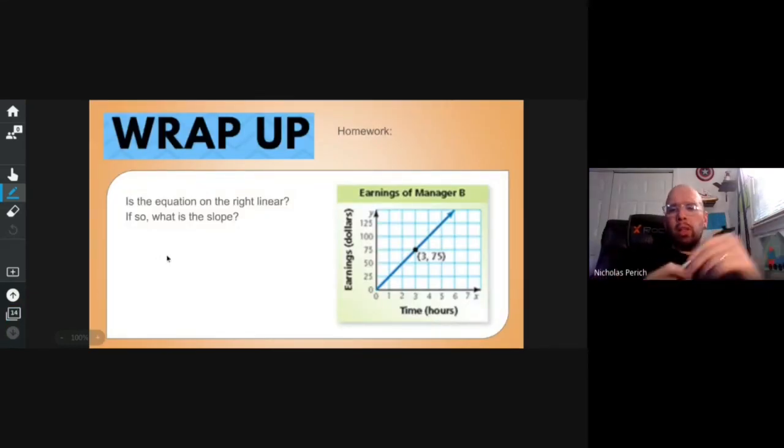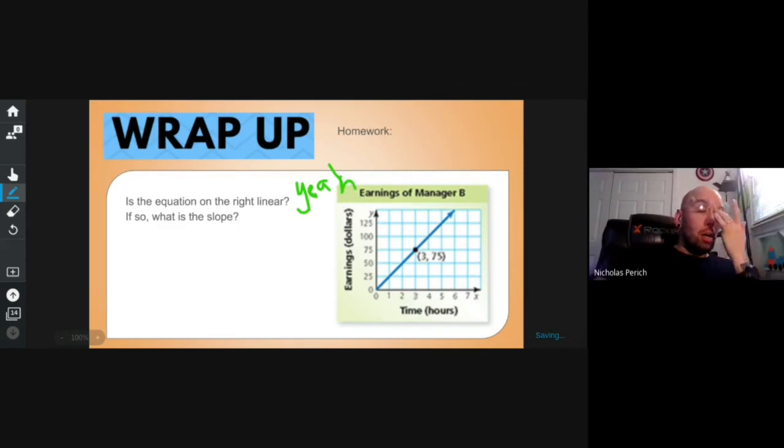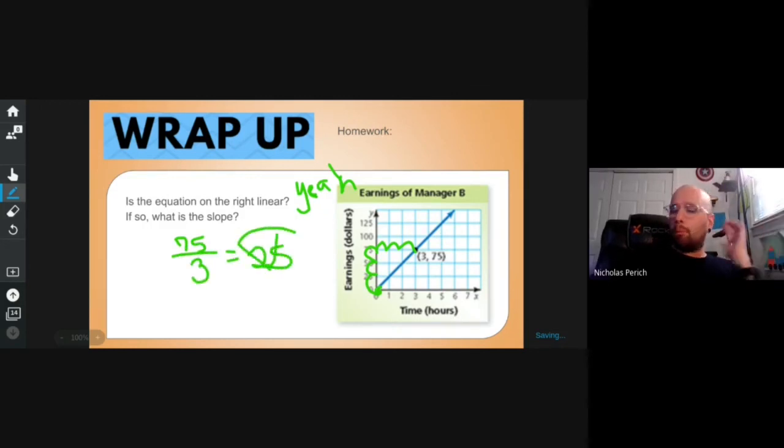Is the equation on the right linear? Is it a straight line? Yeah. Is this a slope? Okay. Rise over run. I can start at 0, 0. So my rise is 1. Nope. Up 25. Up 50. Up 75. I do go over 1 every time, though. So I went up 75 over 1, 2, 3. The slope is 75 over 3, which is 25.